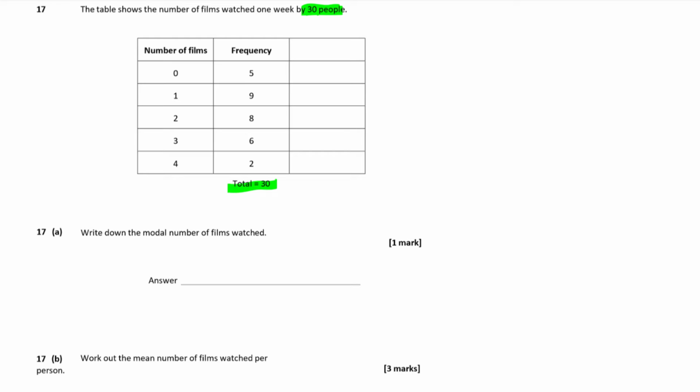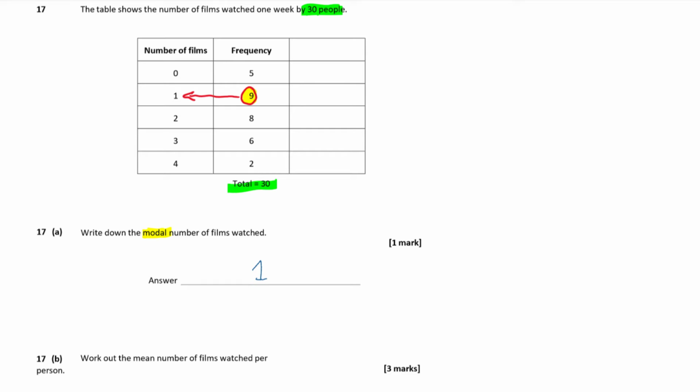Now mode means most, doesn't it? So what was the most frequently viewed number of movies? So it's not this one, that's not the mode, because it's the biggest. The mode is the one that the most people watched. Now if you have a look at the frequencies, the highest frequency was 9. So 9 people watched 1 movie, okay? So that was the highest number of people who watched any given number of movies. So the mode is not 9, it's 1. It's the number of movies that the most people watched. So it's 1.